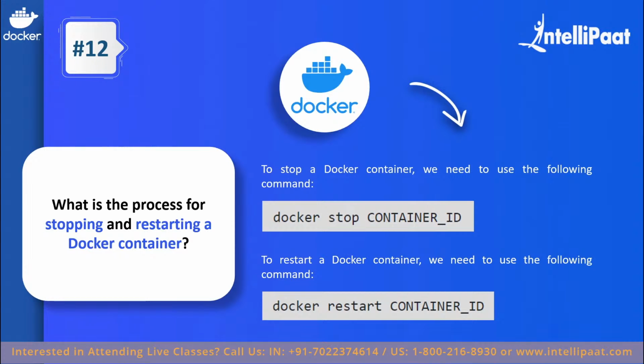Now, what is the process for stopping and restarting a Docker container? For stopping a Docker container, once you create a container, once you basically run the Docker image, while the Docker container is created, you will get a container ID for that particular container which got created. So now to stop that container, you'll have to use the container ID.